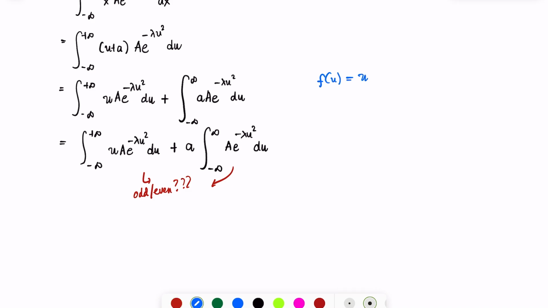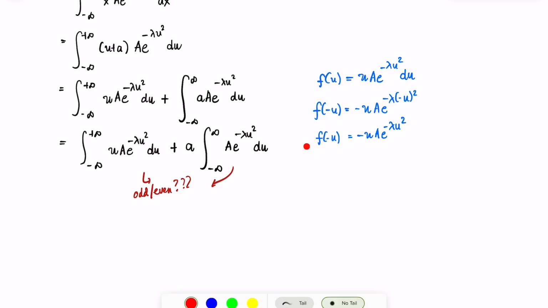That's u a e, and this is very apparent, u squared du. Now, if you take the f of negative u, that would give you negative u a e negative lambda. This is just negative u squared. But what f of negative u equals to is negative u a e negative lambda u squared. Now, if you try to compare f of u and f of negative u, you'll see that the f of u is simply equal to the negative of f of negative u.